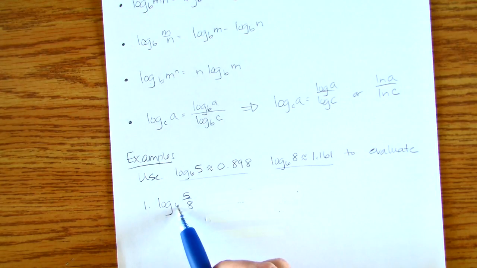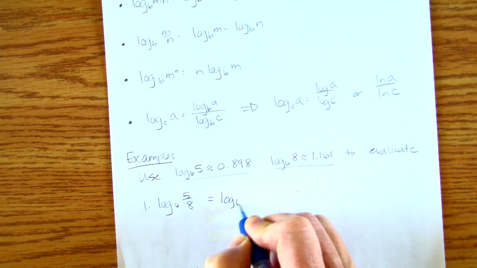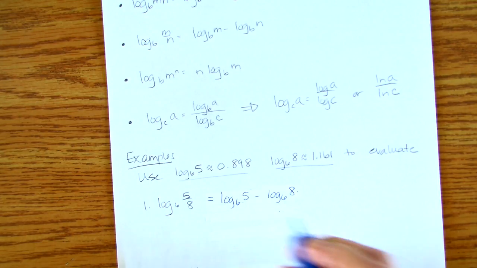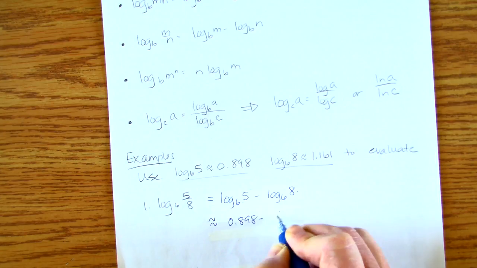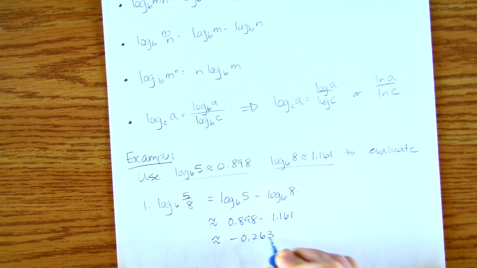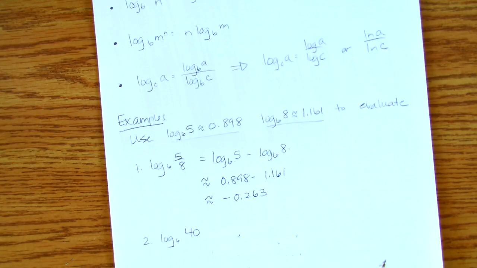So again, what should I raise 6 to get 5 over 8? Well, that's pretty tricky, but if I use the properties of logs, I can write this quotient as a difference. Log base 6 of 5 minus log base 6 of 8. And up here I have approximate values for that. So 0.898 minus 1.161, and that's approximately equal to negative 0.263. And it makes sense that I would have to raise 6 to a negative number because I want something over 6 to get a number less than 1.